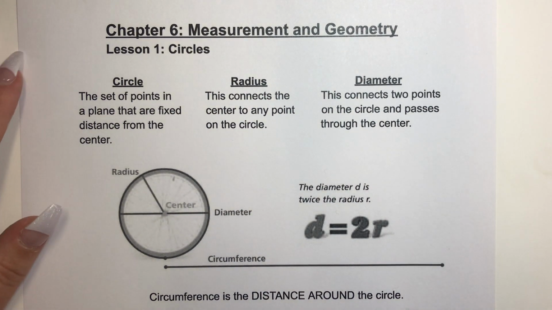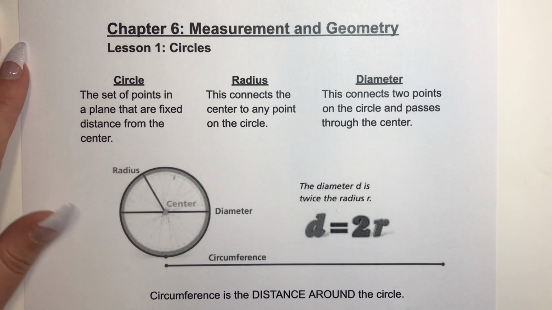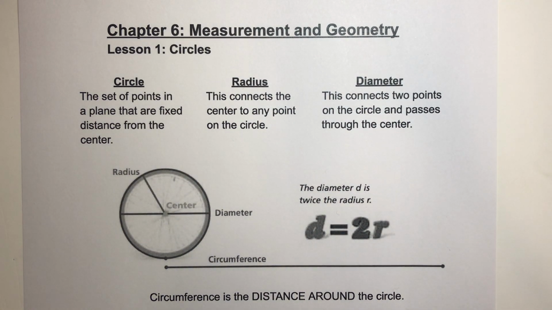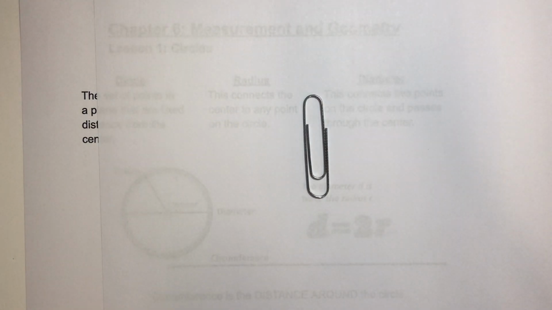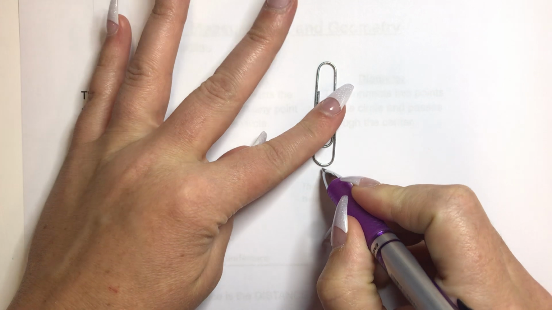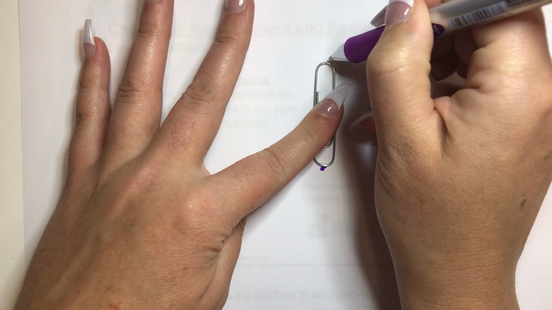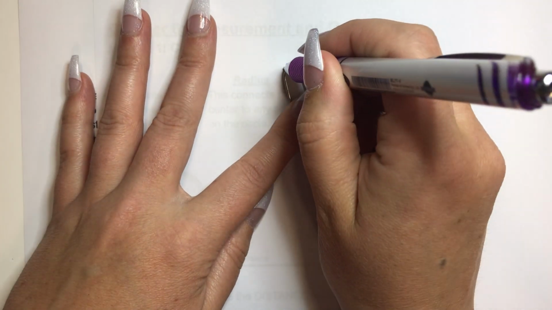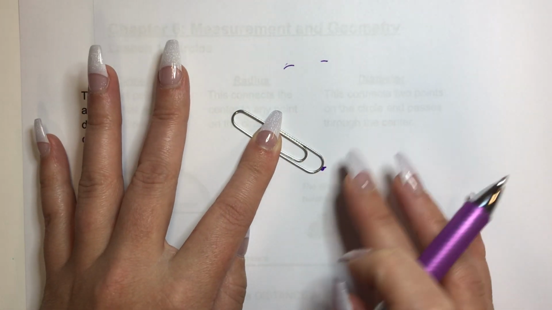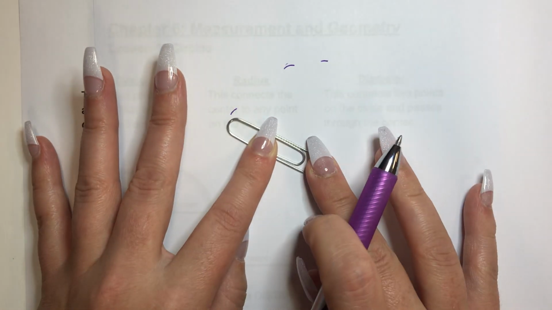So, let's say I have this paper clip right here, okay? I got a paper clip, and this piece of paper, and let's say this is my fixed distance here, right? And here. What it's saying is a circle is a fixed distance from a point all the way around.